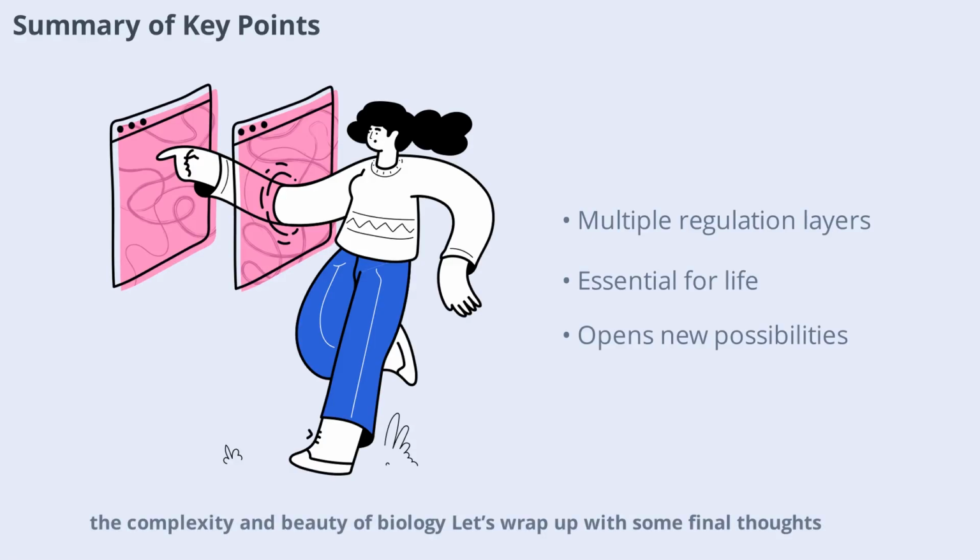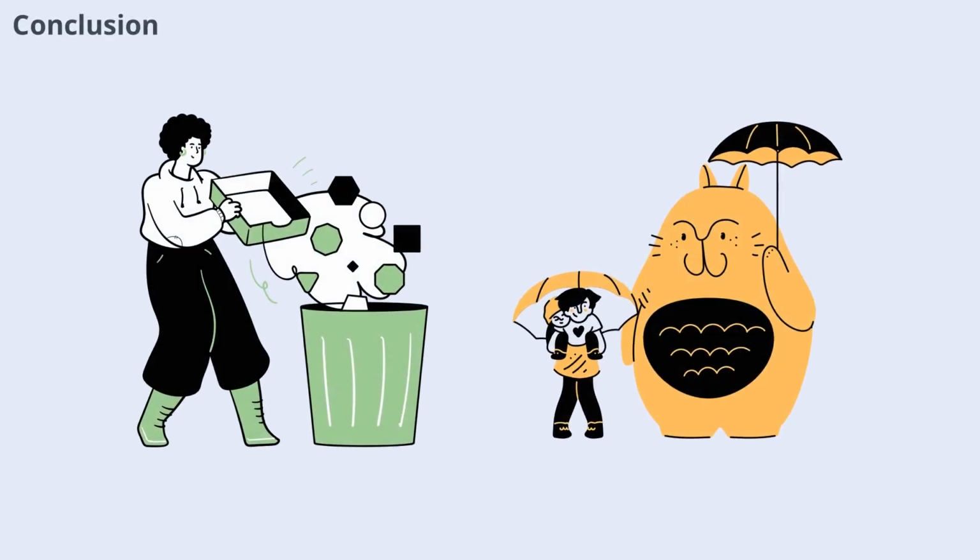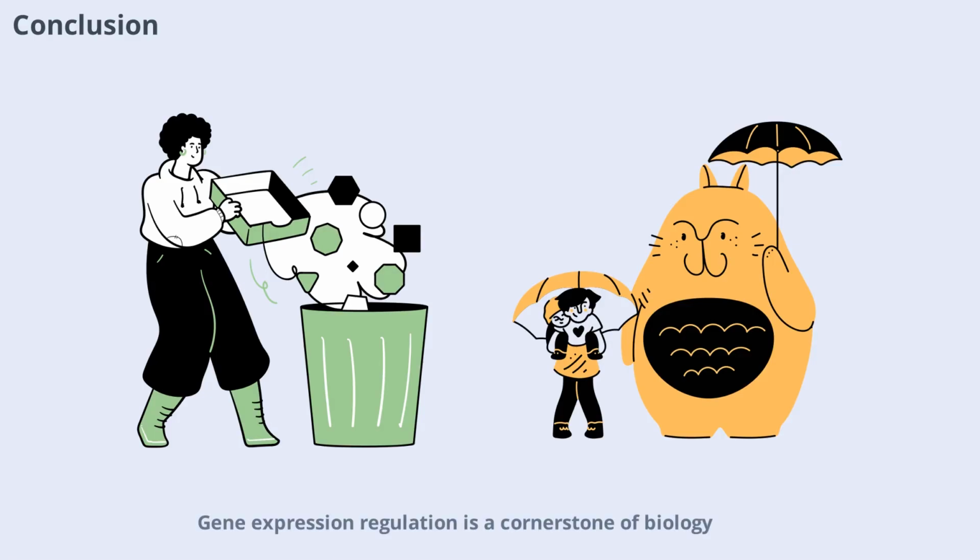Let's wrap up with some final thoughts. Gene expression regulation is a cornerstone of biology, affecting every aspect of life. From health and development to evolution and technology, understanding how genes are controlled is key to unlocking new discoveries and solutions. As research continues, we'll gain even greater insight into the intricate dance of genes and the potential to shape our future.